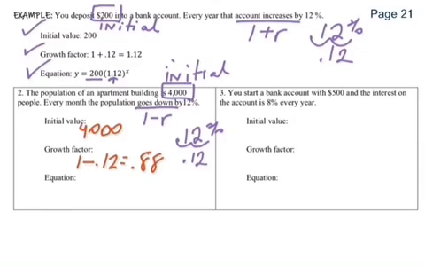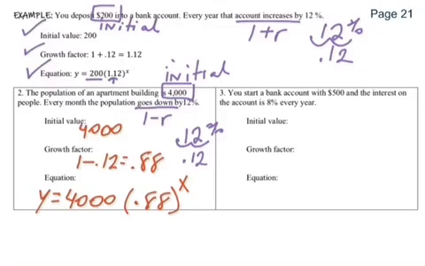And to write the actual equation, y equals your initial amount. Inside, you put your growth factor of 0.88 raised to either the x or the t power. You can use whatever letter you like.